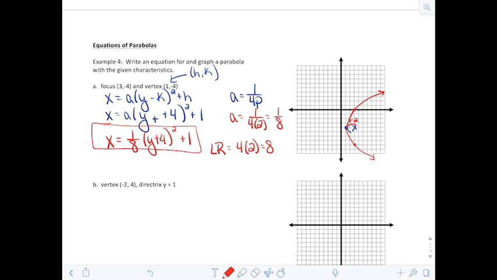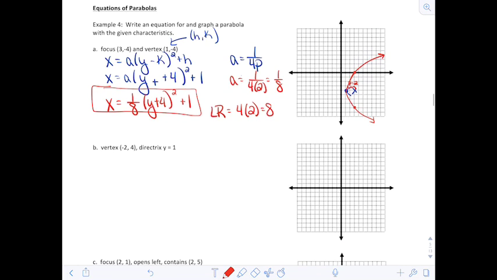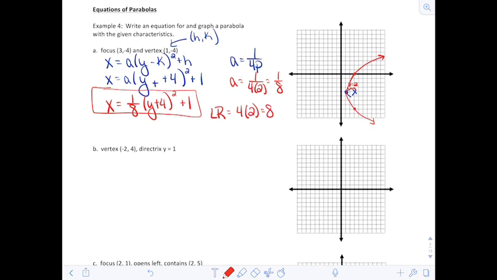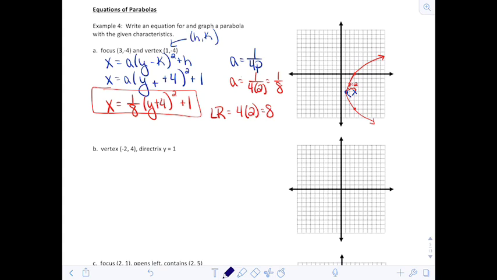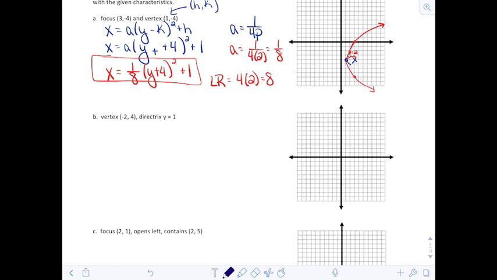All right, let's look at example B. If you want, you can pause the video and try to do this one yourself. Okay, here's what we know. We know the vertex is -2, 4, so I'm going to plot that. There's my vertex. And I know that my directrix is y equals 1, so it's going to go through the y-axis at 1. So this parabola is going to open up.